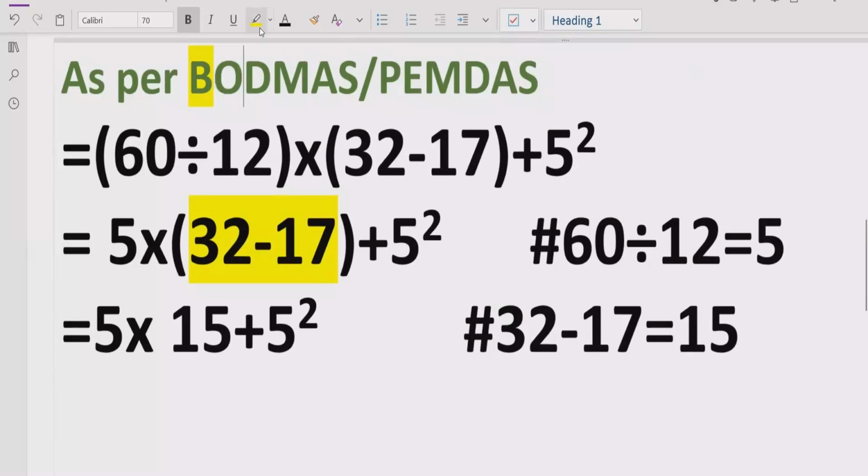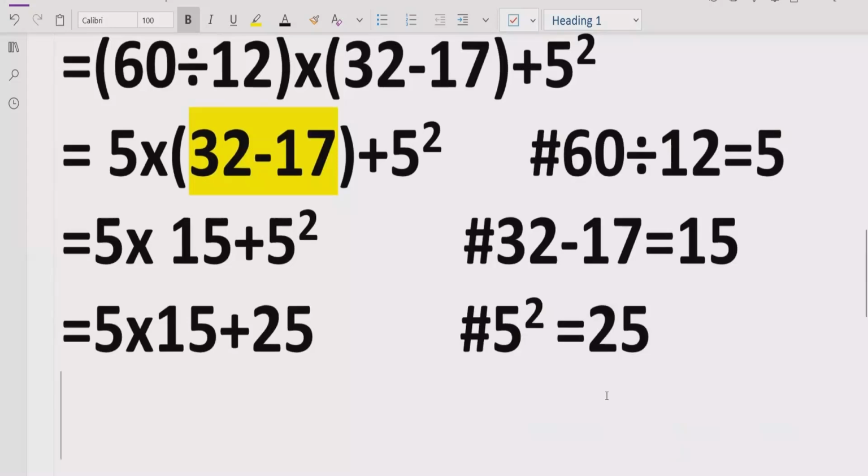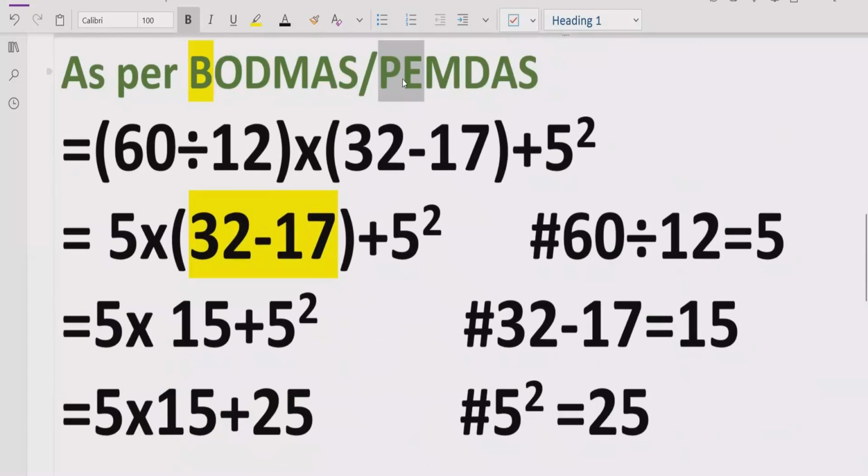Now we have the exponent part, or you can say the order of any number. So now we have 5 multiplied by 15 plus 5 raised to power 2, which means 5 multiplied by 5, which is equal to 25. And here we will give the reference, 5 raised to power 2. Now move forward. We have solved all the exponent part and order part.